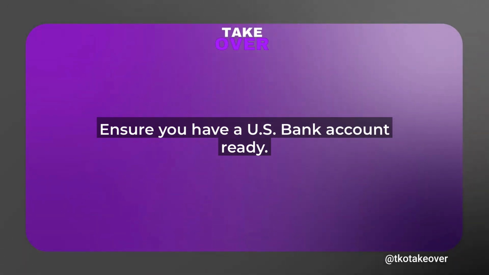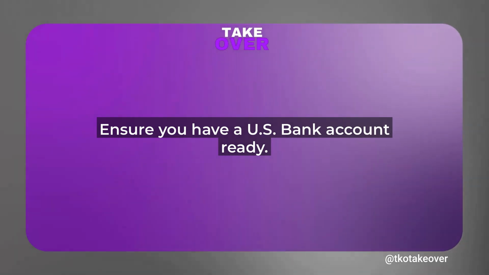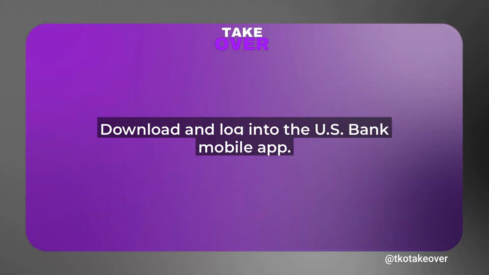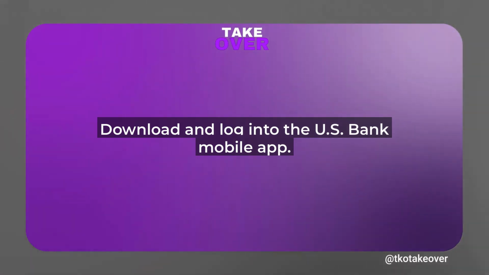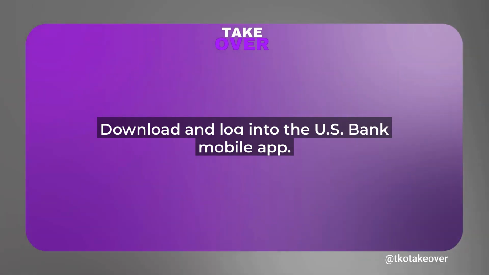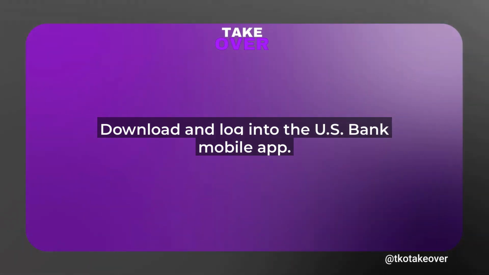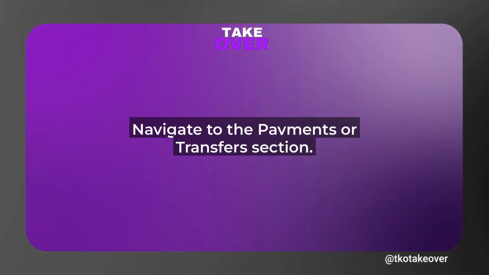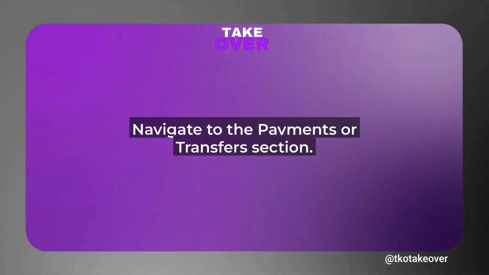Let's get started. First things first, make sure you have a US bank account. If you don't, you'll need to open one through their website or app. Once that's sorted, download the US Bank mobile app from your phone's app store. It's free and user-friendly. Open the app and log in with your credentials. If you're new, follow the prompts to create a secure login.